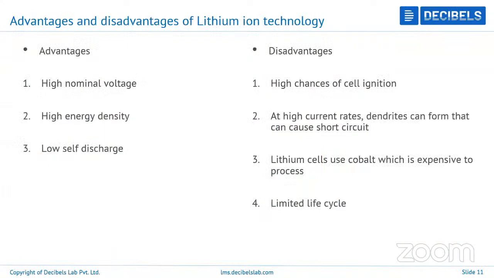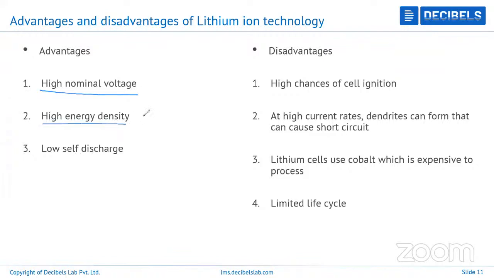And coming to today's last topic, what are the different advantages and disadvantages? So right away, we know that lithium ion cells have a very high nominal voltage, thanks to the rate of reactions that occur inside, and high energy density.